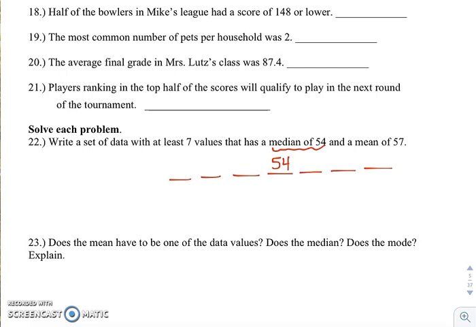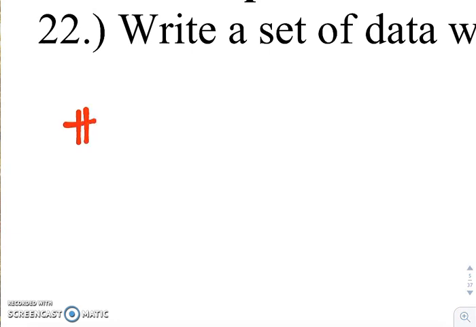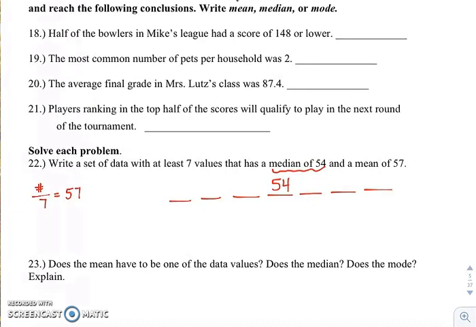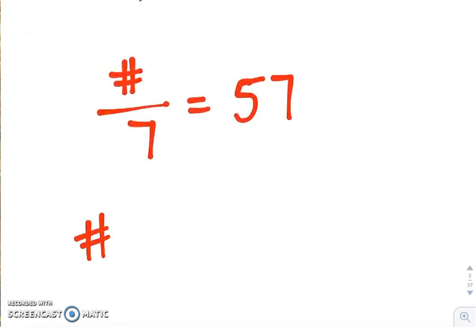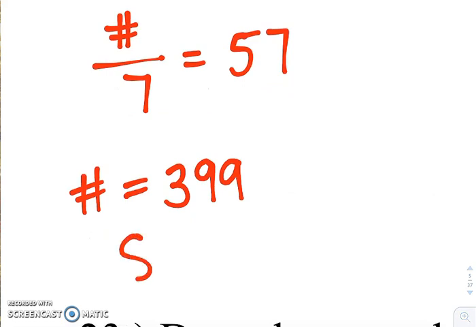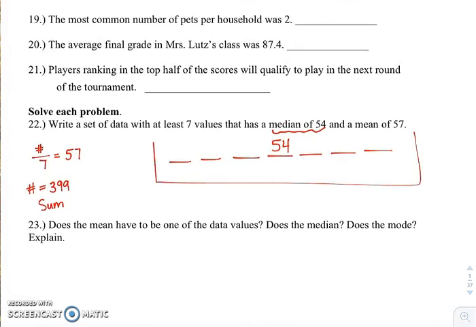I'm just going to get you guys set up with this, and then you can go from here. If we know that the mean is 57, we know that some number divided by 7, because that's how you find the average, divided by the number of data values you have, is 57. So if we take 57 and multiply it by 7, that means our number has to equal a total of 399. That is the sum that all 7 of these values have to add up to. So do a little bit of guessing and checking, but you know that it needs to be 3 numbers below and 3 numbers above 54, because that's your middle.